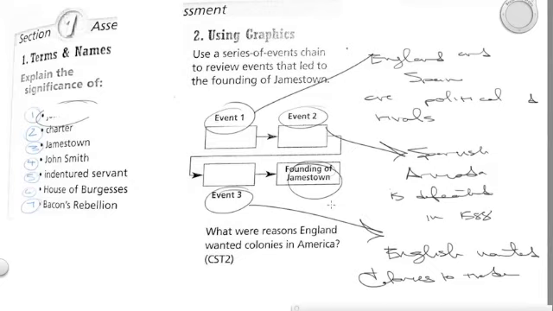And because England wanted colonies for religious purposes, as a market and as a source for raw materials, going back to this idea of mercantilism, which was a term and name in the last section. So again, do take the time to go over these words: charter, Jamestown, John Smith, indentured servant, House of Burgesses, excuse me, and Bacon's Rebellion.